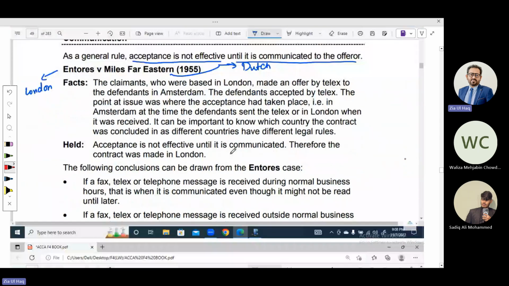So let's discuss this case, E versus M. E is based in London. M is a Dutch firm based in the Netherlands. Amsterdam is the capital of the Netherlands.